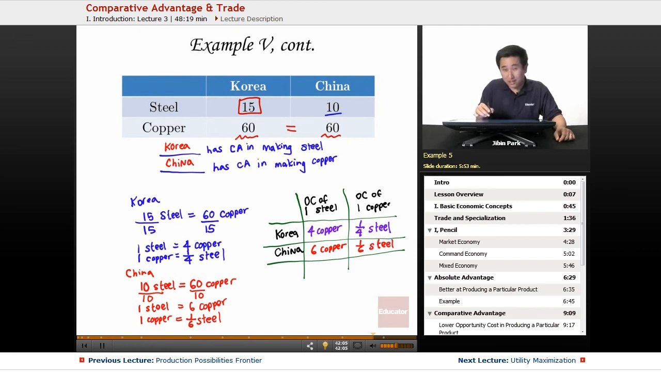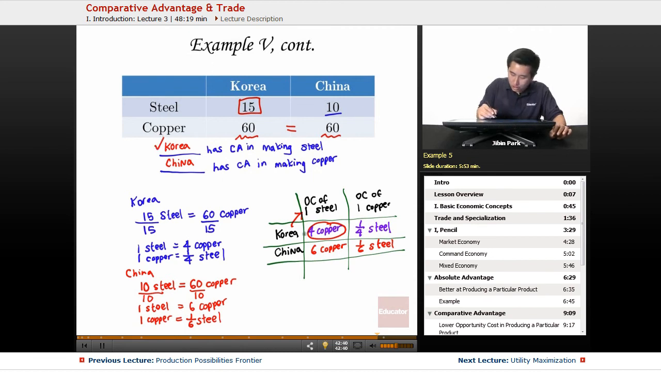Again, this might seem like a small thing, but if you don't have the labeling, you're going to get confused and you're not going to be able to make sense of what the point is in doing these math equations. Again, the point of doing this really isn't about the math. It's to organize and understand where the opportunity costs are. So the opportunity cost is 4 copper to make 1 steel in Korea and 6 copper in China. So 4 is less than 6. So if the predictions I made were true, then Korea should have comparative advantage in making steel.